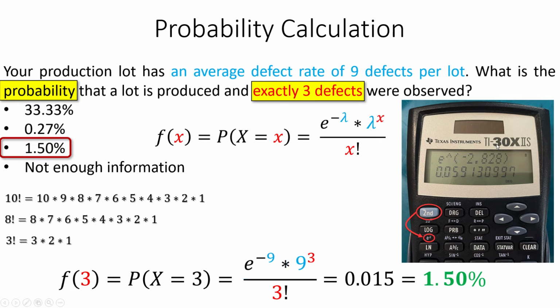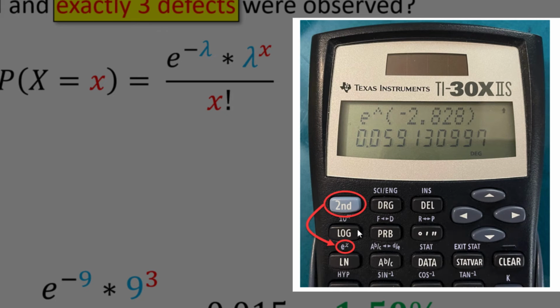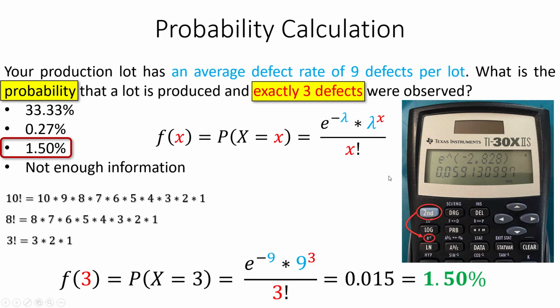I use this Texas Instruments TI-30X, and essentially to do this equation, I have to hit the second button, I find the natural log, I hit that button, and that brings up this equation, E raised to the power. I typed in -2.828 just as an example. You could type in -9, and of course you'd get the right answer for this solution. But that is how you essentially plug this into your calculator.